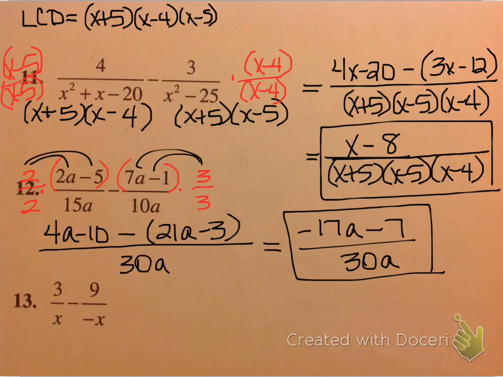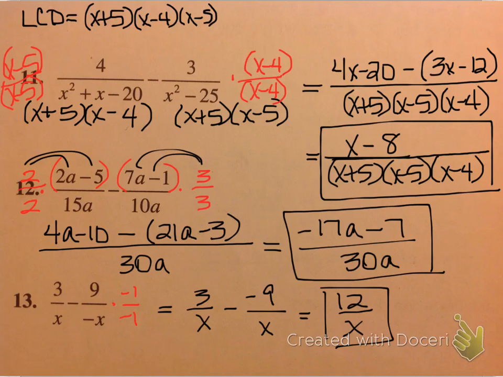Now this last one. You might notice that the denominators are opposites of one another. So when this happens, just multiply one of them, and it doesn't matter which one, but I'm going to multiply the second one by negative 1 over negative 1. What that does is it's going to give me 3 over x minus, and then I have 9 times negative 1, so it would be negative 9, over negative x times negative 1, which is positive x. That's going to give me 3 minus minus 9, or 3 plus 9, which is 12 over x.